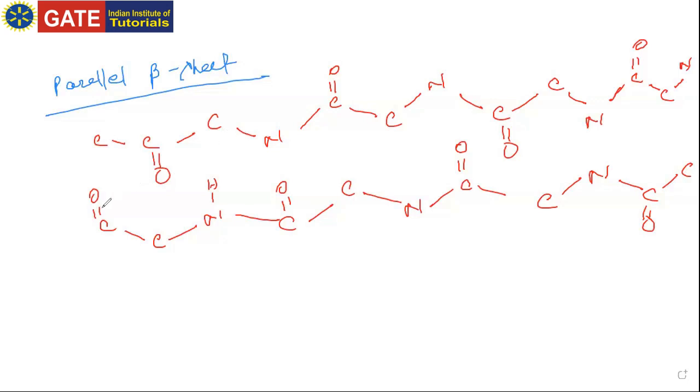So how will the hydrogen bond form? Between these two. It will form in a very irregular manner, not in a regular manner. Suppose this is hydrogen, it will form like this with this oxygen. It will form in an irregular manner. So the hydrogen bond will not be in a regular pattern.